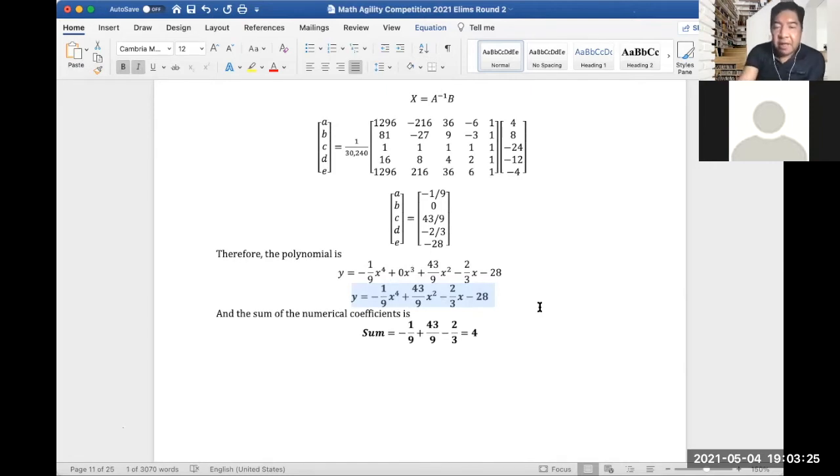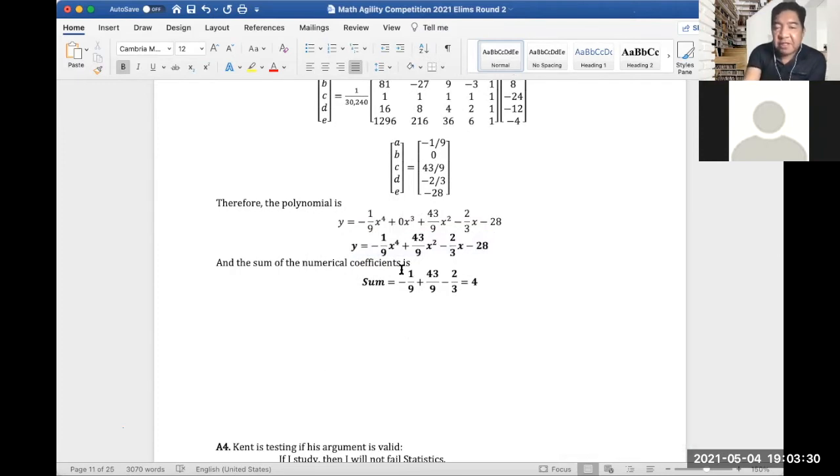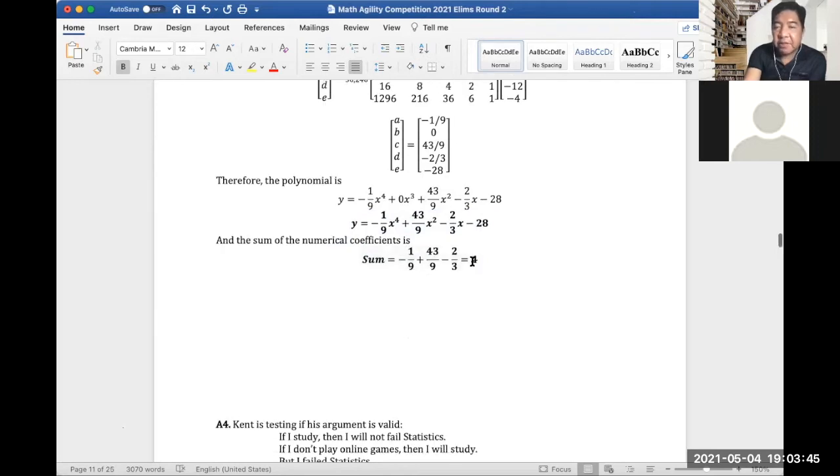So I think some of you didn't get this. Numerical coefficient is defined as these numbers in front of our variable, right? So 28 is a constant. That's not a numerical coefficient. So we just need to add negative 19 plus 43 over 9 minus 2/3. So that's the total of 4. Okay.